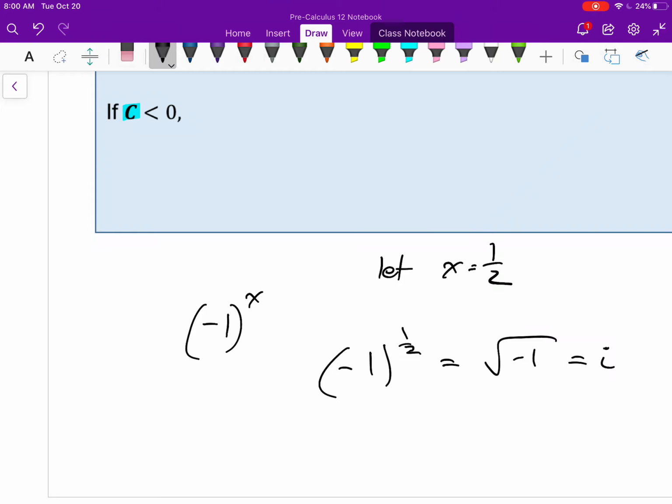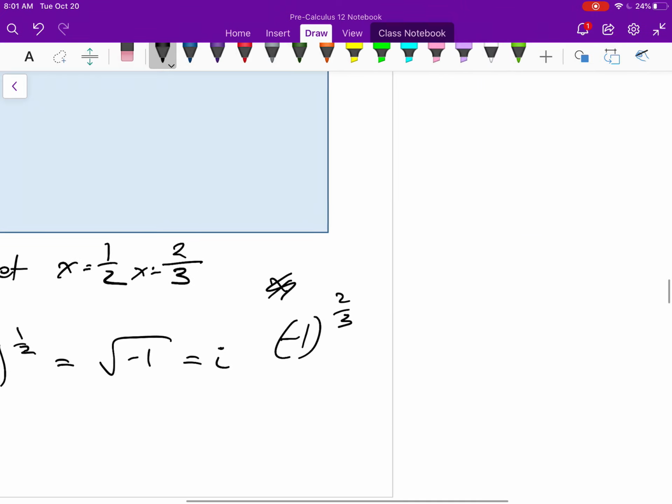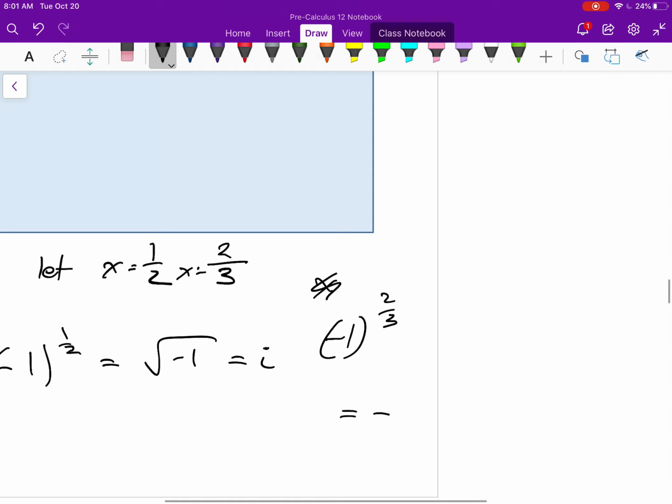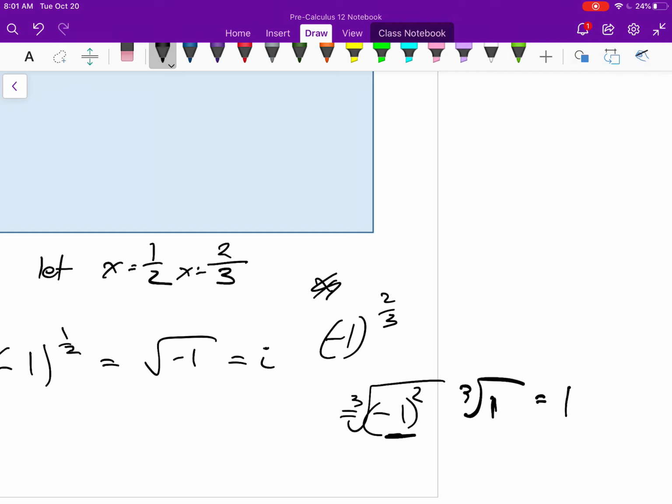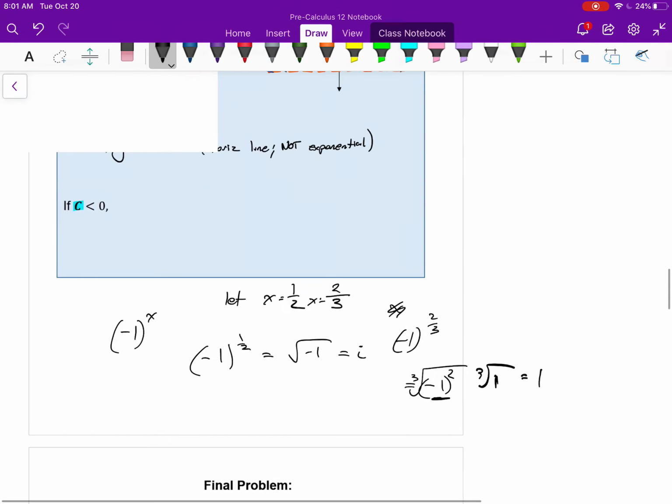But when x is 2/3, -1 to the 2/3 is the same as -1 squared and then cube rooted. This time you can, because -1 squared is +1. The cube root of +1 is 1. And so, depending on some numbers, you can actually get an output. Some you can't. And again, it's completely different from what we had before.